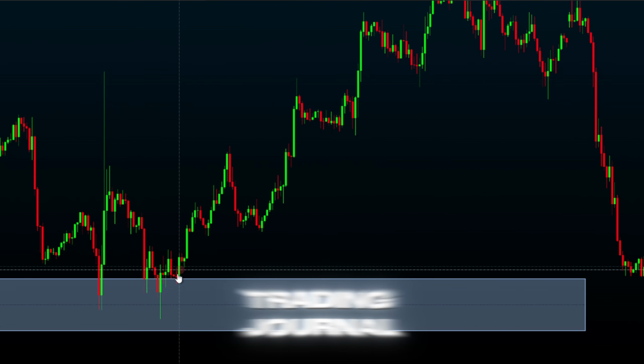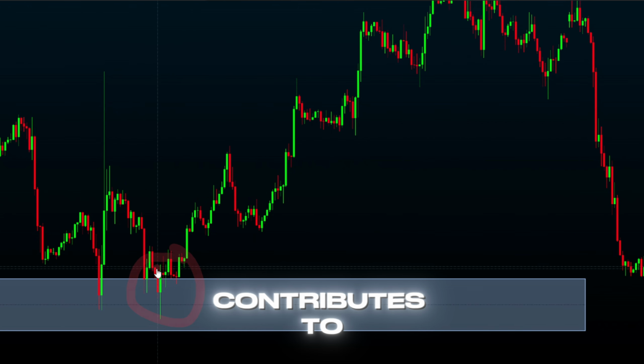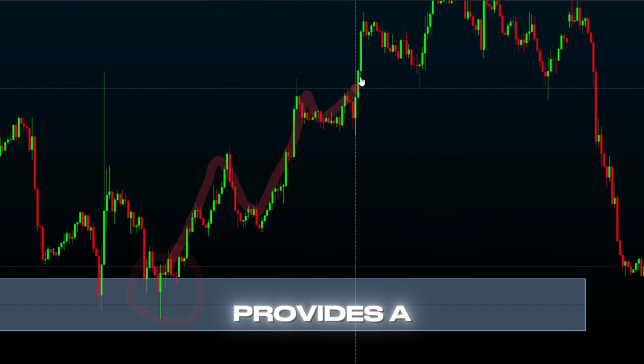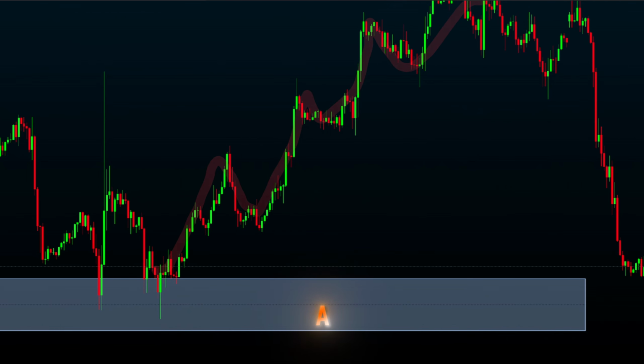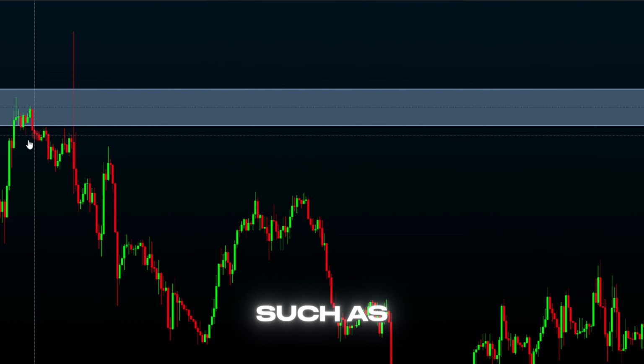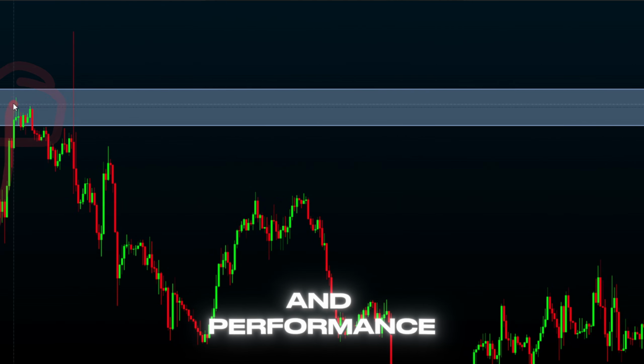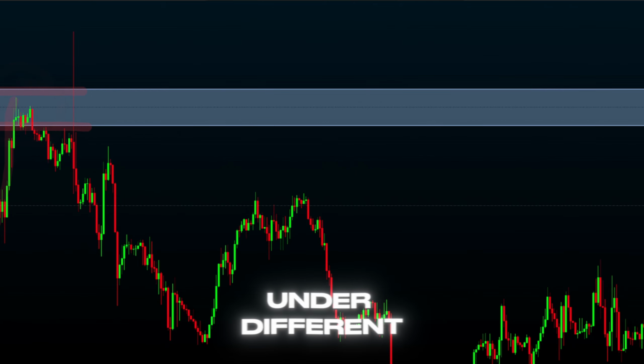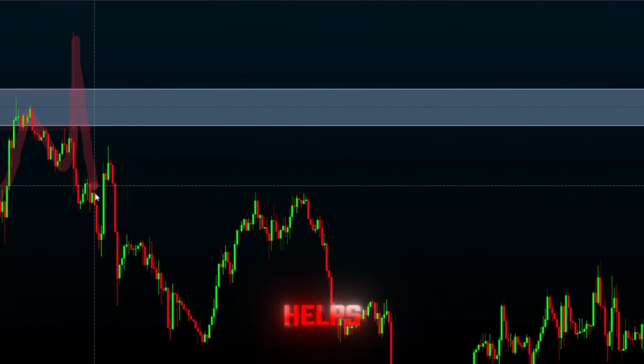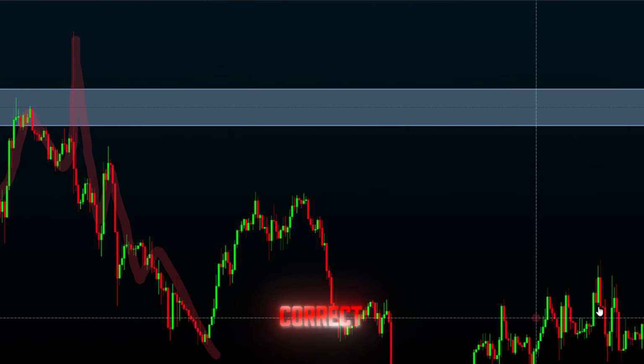greed. How a trading journal contributes to profitability: provides a data-driven perspective. A journal replaces assumptions and gut feelings with tangible data, such as your win-loss ratio, risk-to-reward metrics, and performance of specific strategies under different market conditions. Helps identify and correct mistakes.